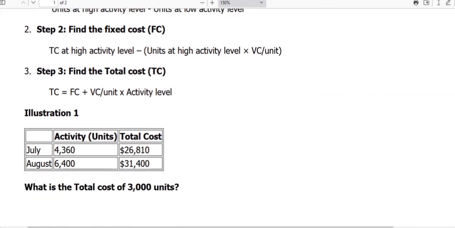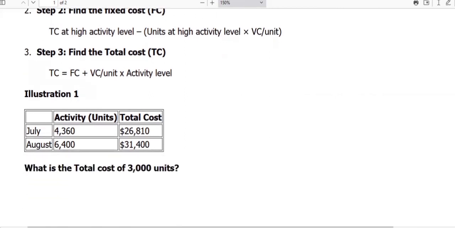I'll use this illustration to show you how we can predict costs using the high-low method, and then how we can split the mixed costs using the high-low method. Illustration 1. We have the activity in units as well as the total cost. We have July, we have August.